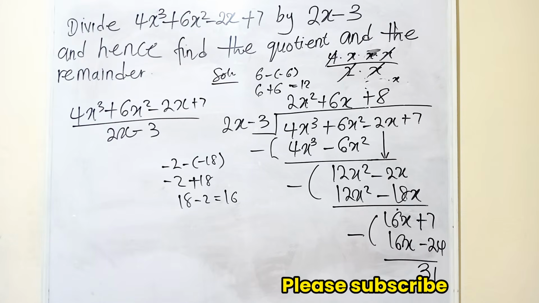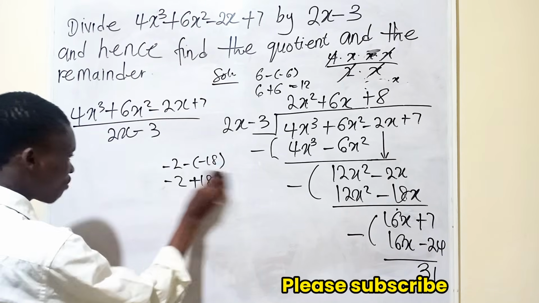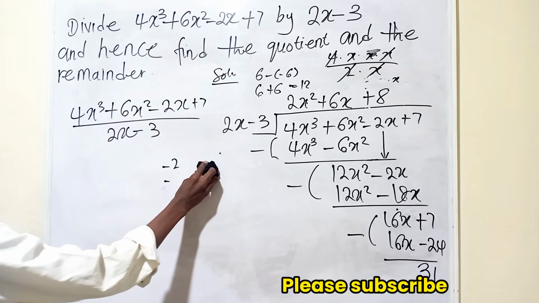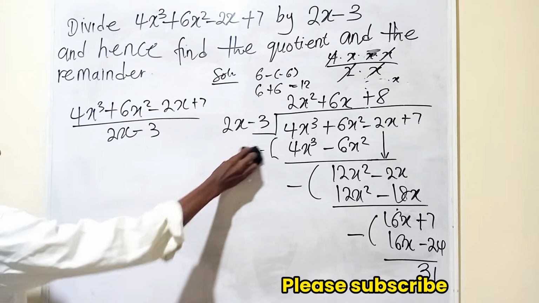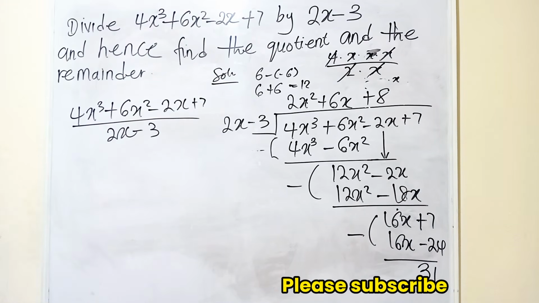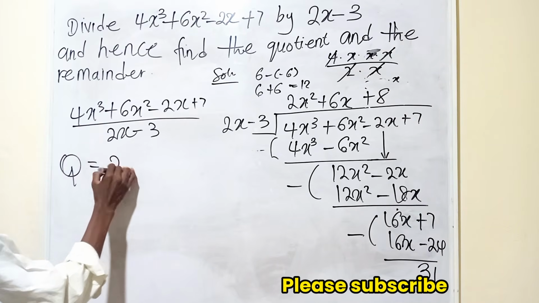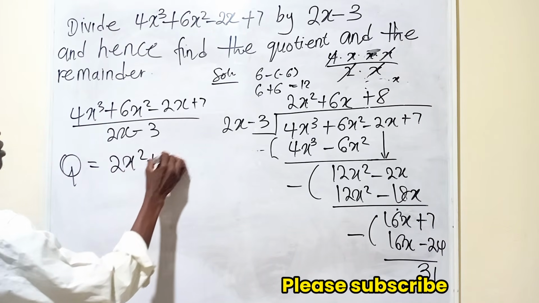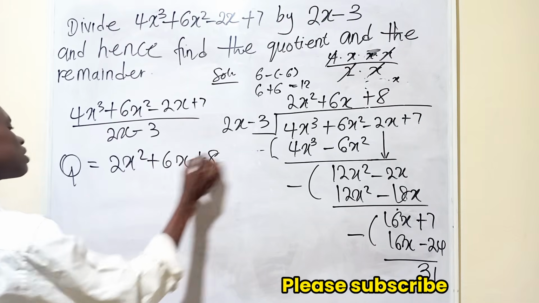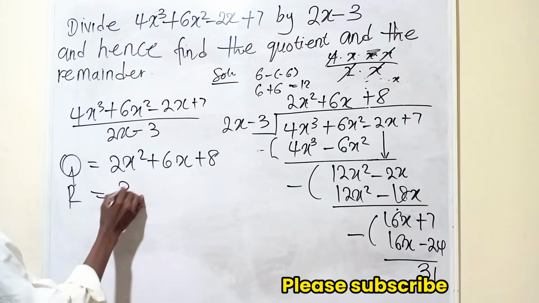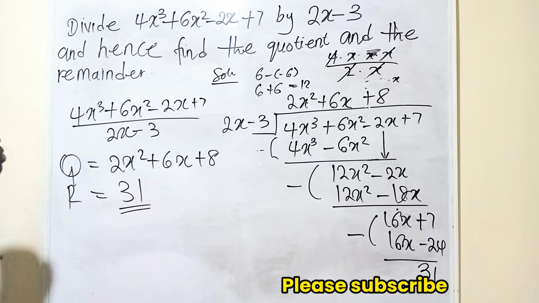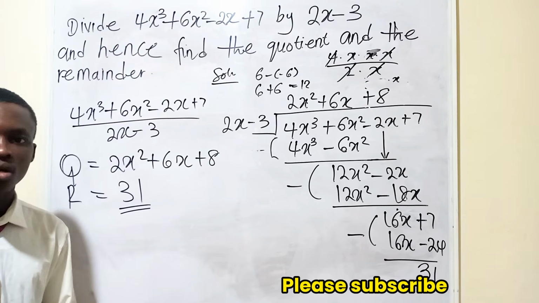So therefore, what is the quotient? They say after dividing, we should find the quotient and the remainder. So clearly, the quotient equals 2x squared plus 6x plus 8. Then the remainder equals 31. All right, and this is the answer to this question.